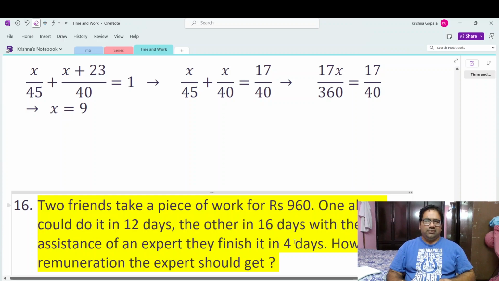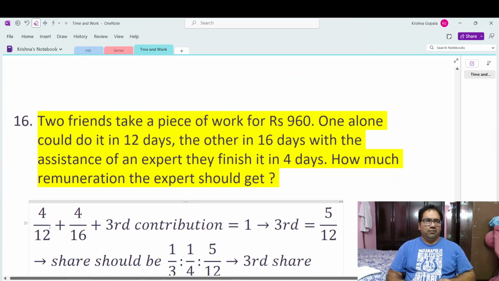They work for 4 days, all three of them. So 4 into 1 by 12 is the first person's contribution. 4 into 1 by 16 is the second person's contribution. And the third person's contribution is whatever is remaining from 1, right? 4 by 12 plus 4 by 16 plus the third person should be equal to 1. That means the third should be what?